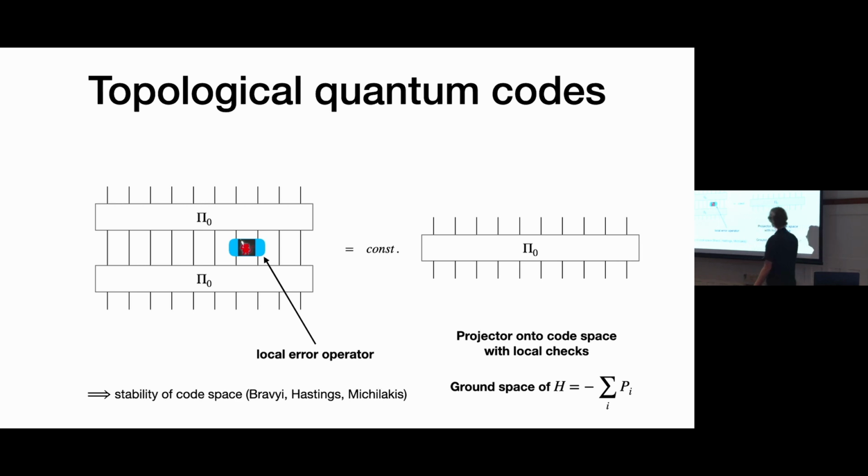It buys you that you have stability of this code space. So if you take this Hamiltonian and you deform it a bit, at least up to some constant deformation strength, if you add some extra terms here that are like noise, you will maintain some deformed version of the code space and your error detecting property.